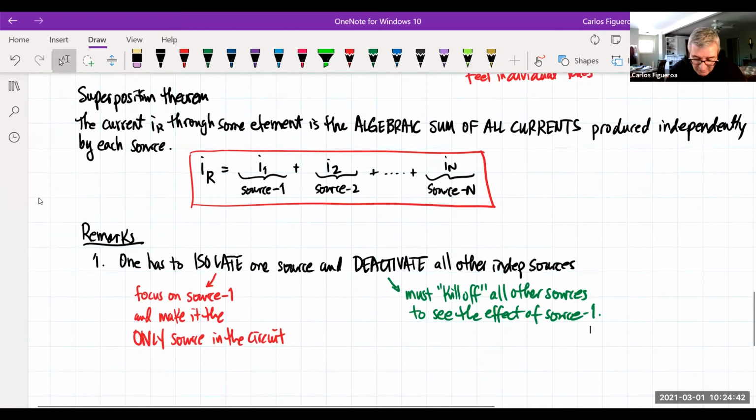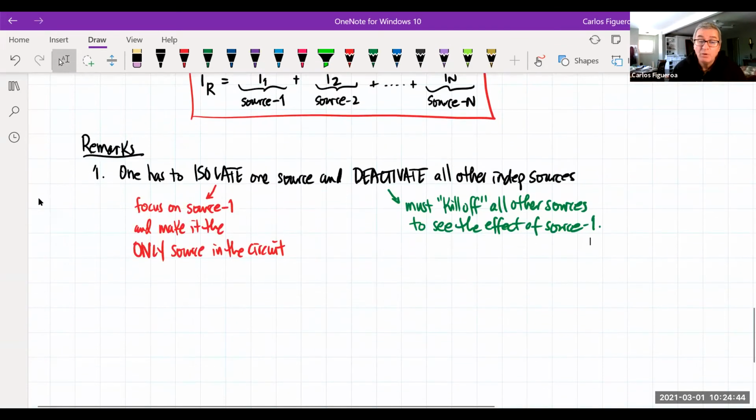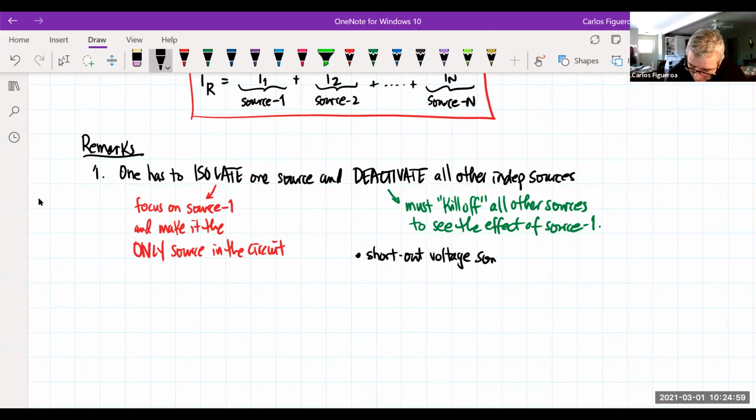So how do I kill off sources here? What we do here is that we short out voltage sources and we open current sources.